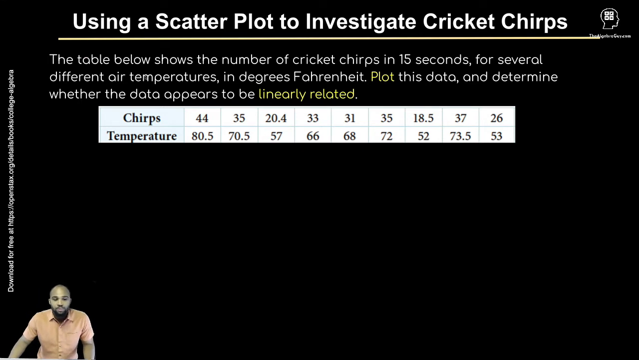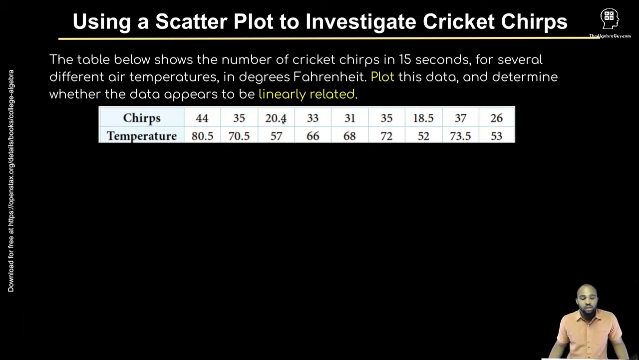All right, look at this table. This table shows the number of cricket chirps in 15 seconds for several different air temperatures in degrees Fahrenheit. Plot this data and determine whether the data appears to be linearly related. So we're going to be using our calculator quite a bit. I'm going to take our calculator out so we can plot these points and see if there is a linear relationship. And then we're going to ask the question, what is the trend line if there's a relationship, and the correlation coefficient. So let me take the calculator out, and I would encourage you to do the same.